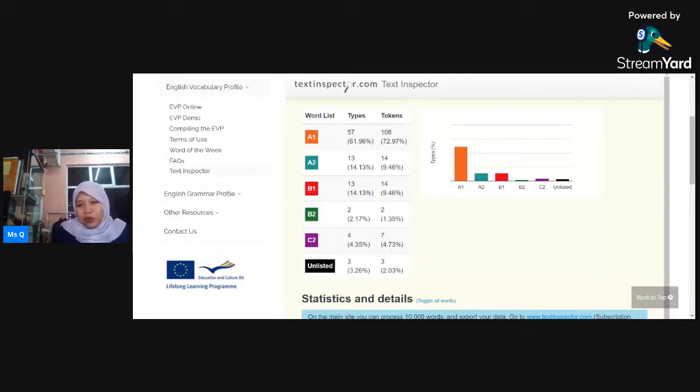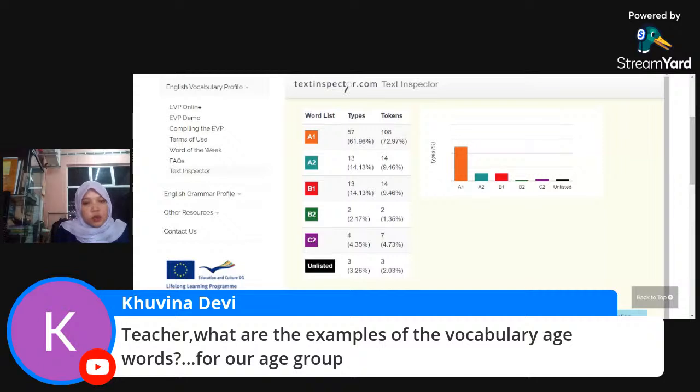There's one question here. Teacher, what are the examples of the vocabulary age words for our age group? That's why I need you to use the English Vocabulary Profile. We are not aiming for vocabulary age, but we are aiming for the level B2 and C2. So if you're already reaching B2 and C2, your vocabulary age will automatically become at least 15 to 17 years old.